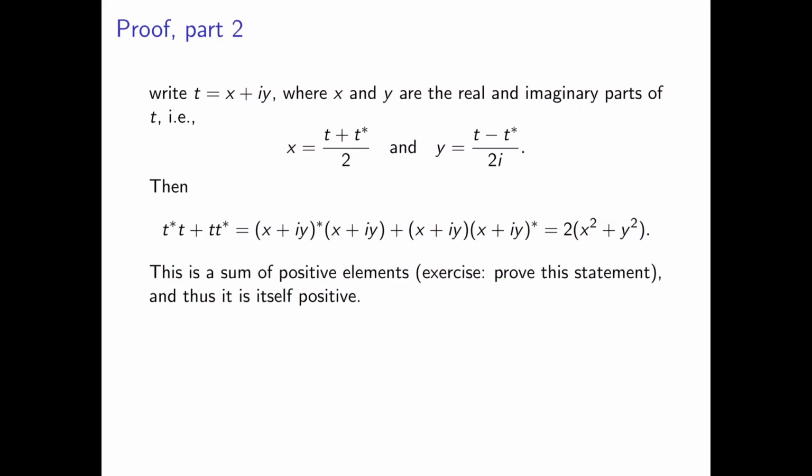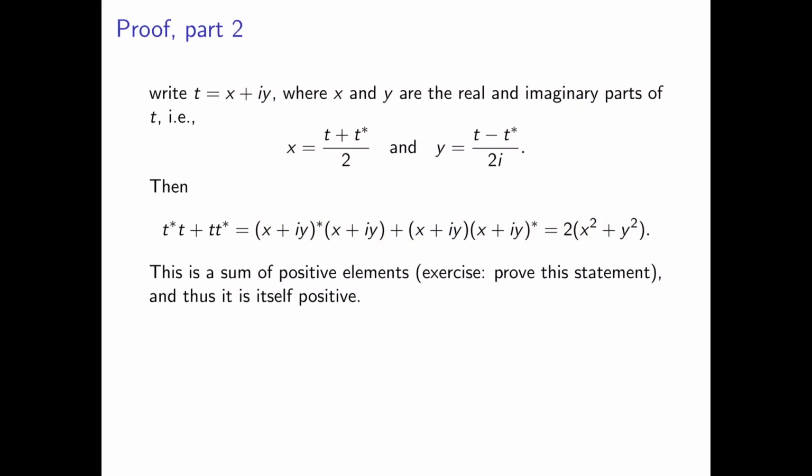So then we have that t star t plus t times t star can be expanded in this way. And once you do all the calculations and remember that x and y are self-adjoint, you find that this expression here is just equal to 2 times x squared plus y squared.